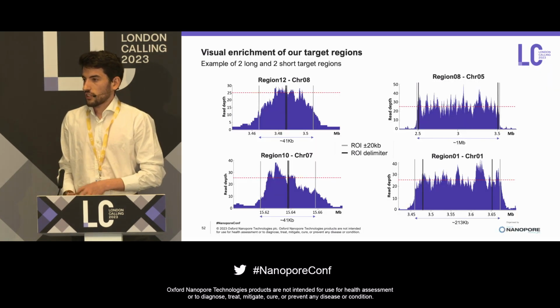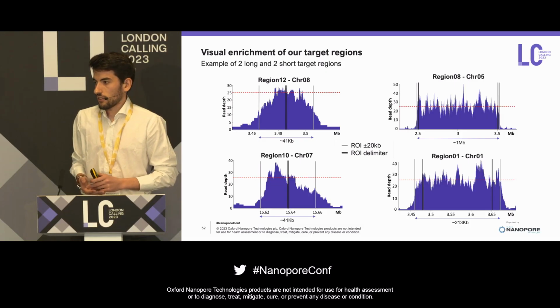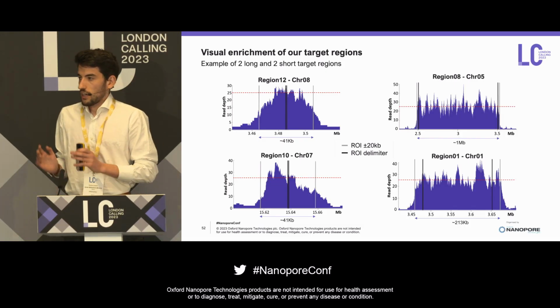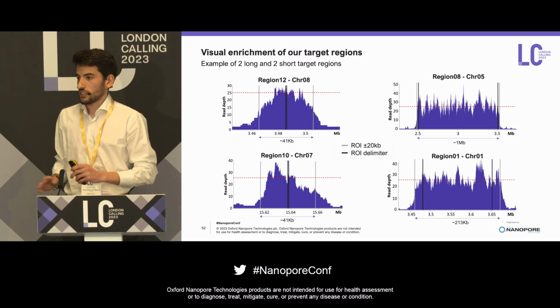So talking about results, we can see here that we have a good enrichment of our regions of interest. Here I show four clusters, but it happens the same with the 15. On the left, we can see two clusters that are shorter, and on the right, we see one of the longest. But we can see that it works independently of the length of the cluster. We always have a good coverage on our region of interest and a low coverage in the rest of the chromosome.